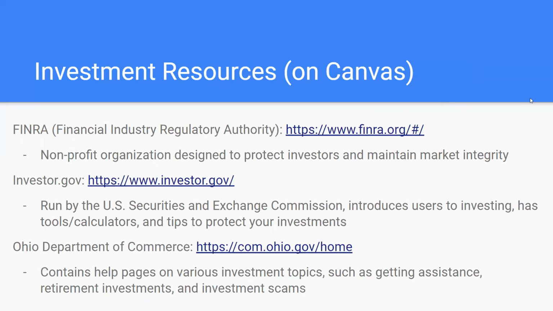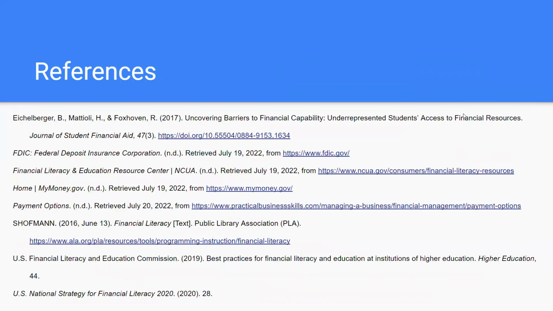There's also a couple of investment resources on Canvas. I won't go through all of these, but these are on Canvas in our modules. So feel free to check those out at your leisure if you're interested in investments. And then these were just the references used to assist with making the presentation.